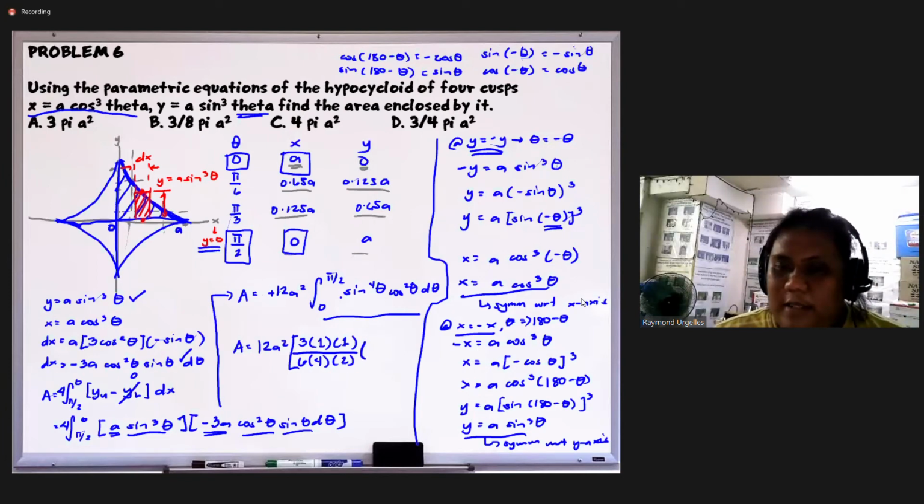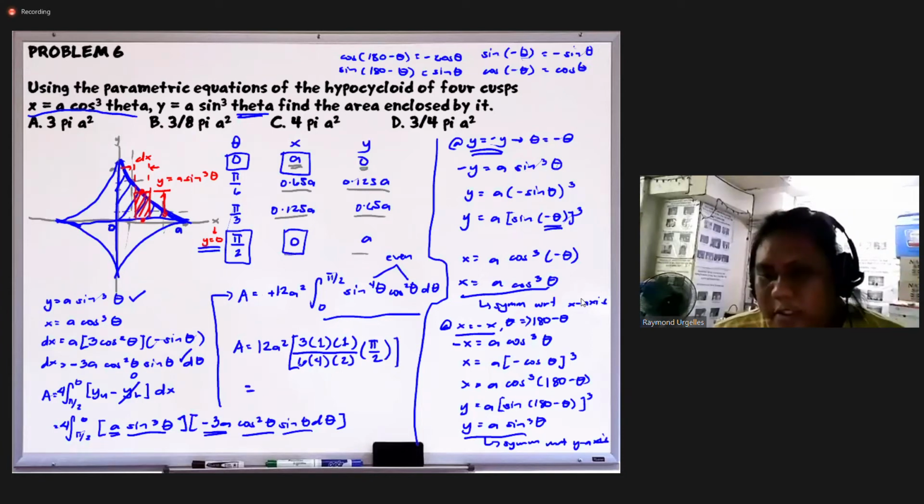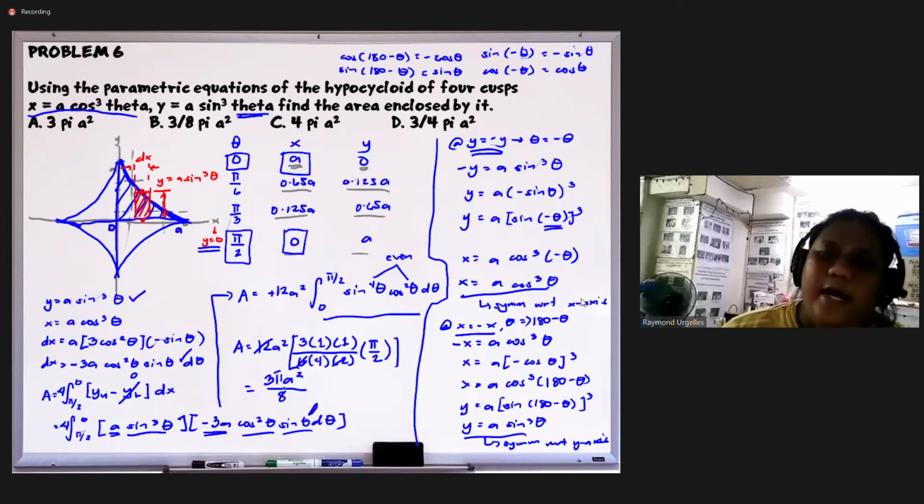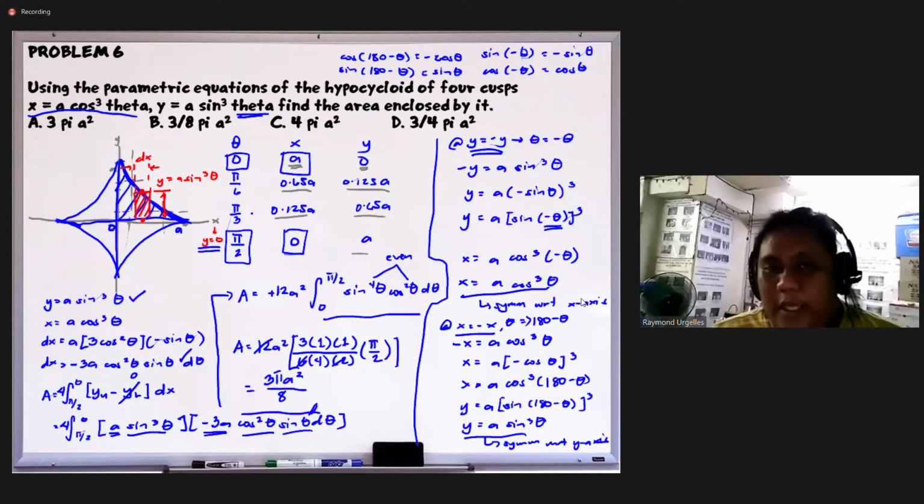Again, anong alpha natin dito? These are both even numbers, so kaya alpha is pi over 2. So we have pi over 2 here. Okay? So then this will be given by 6 times 2 ay 12, so we can cancel this. 3 times 1 times 1 is 3. So we have 3 times pi times a squared. Then sa denominator naman, 4 times 2 lang, so we have 8. So we have 3 pi a squared over 8, or 3/8 pi a squared. So we have letter B.